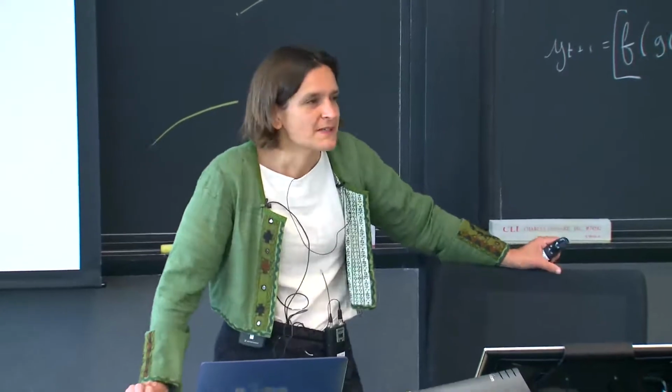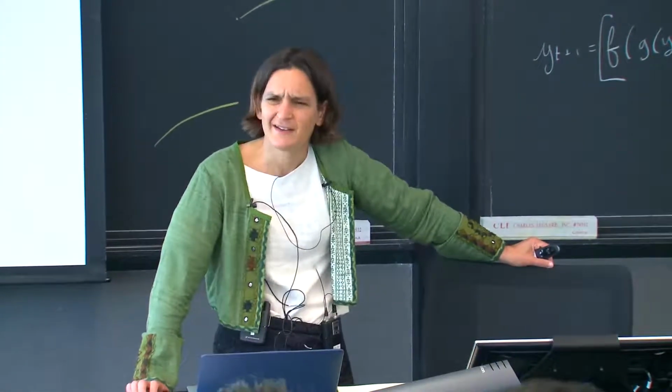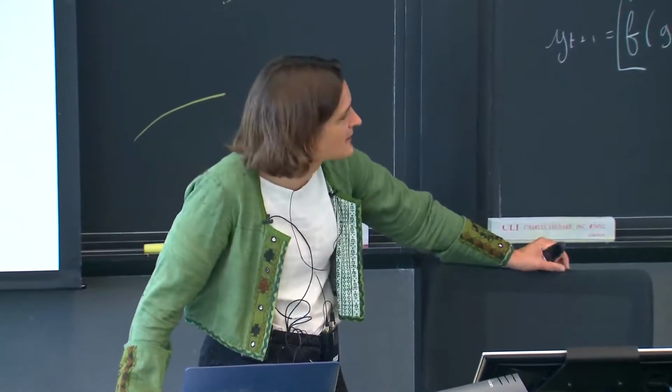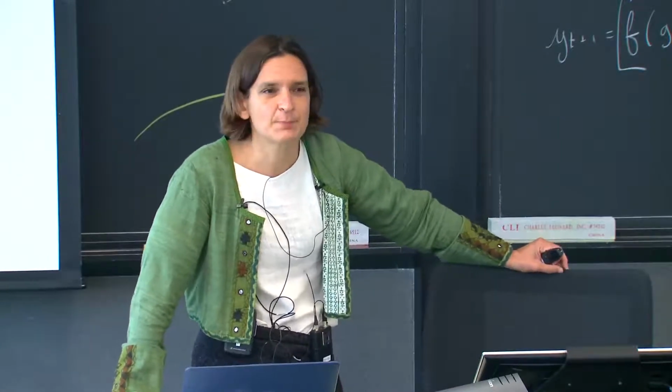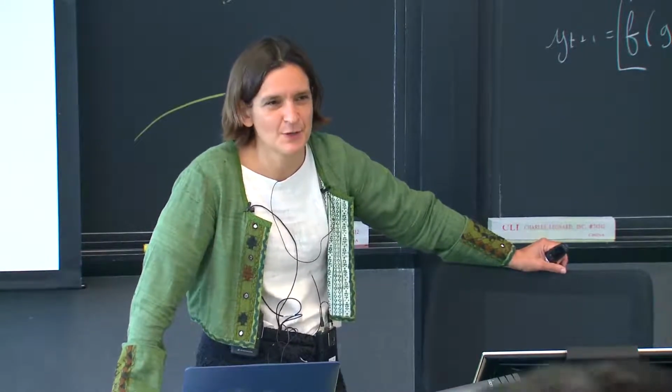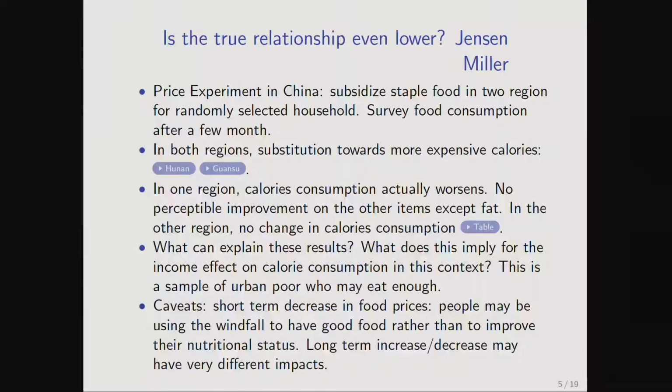There is an experiment in China that is even more extreme, and for a while had me thinking that maybe if we did this properly, the elasticity goes even the other way. It's a paper by Rob Jensen, which looks at a randomized experiment, where they decide to subsidize the staple food. So in one case it's rice, and in one case it's wheat to make noodles. So they do that in 2 places.